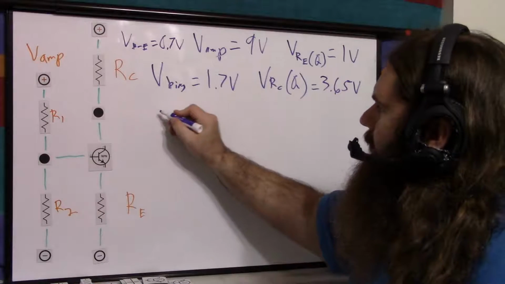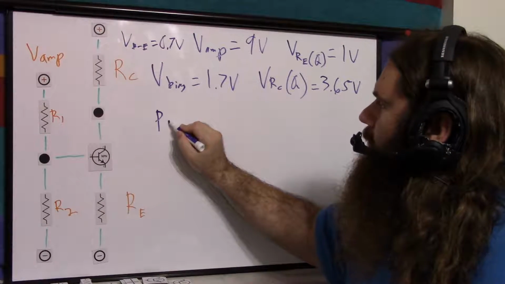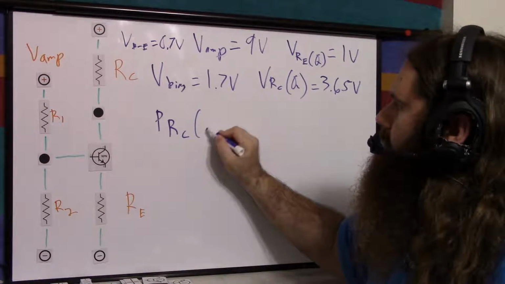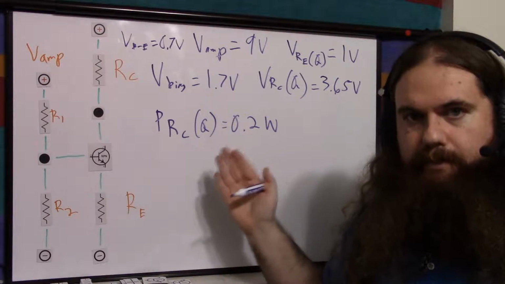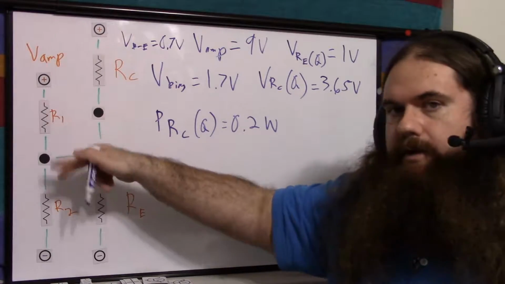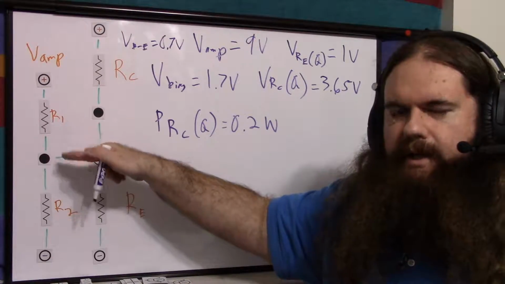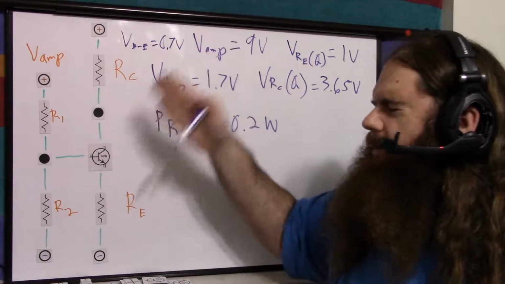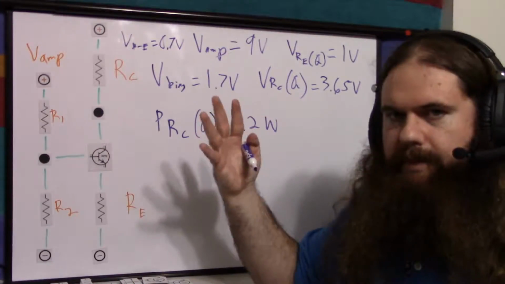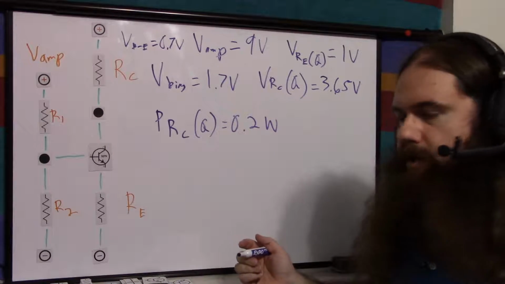Let's say the power being dissipated by RC at quiescence equals 0.2 watts. That's how much we're just going to burn sitting there. Now the bias will be burning it too, but it'll be less power. It'll still be wasted power, but this is the big one. This resistor here is where all the power is going through, the major part of it. So let's say 0.2 watts for safety.